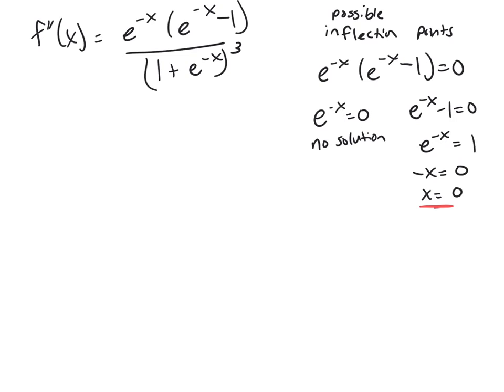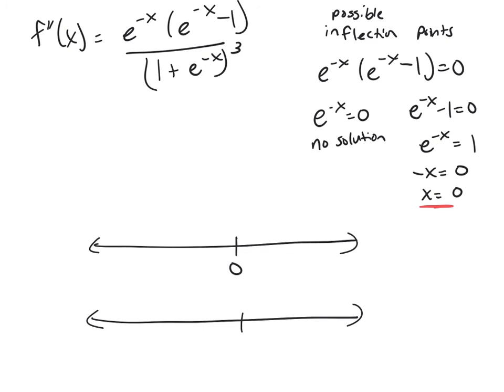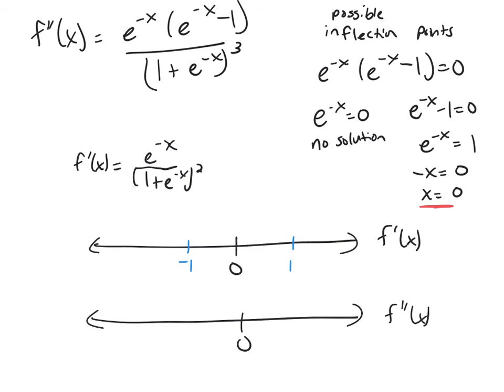So now that I've got all my information together, I'm ready to make my sign charts here. I'm only going to mark 0 on my number lines. So if you plug in a test point, like negative 1, 1, into your first derivative, remember your first derivative was e to the negative x over a square. The denominator is a square, so it's always positive. So then look at your numerator. If I plug in -1, it'll be e to the first, which is positive. If you plug in 1, it'll be e to the negative first, which is also positive. So here I learned that my function is increasing. It's always increasing.